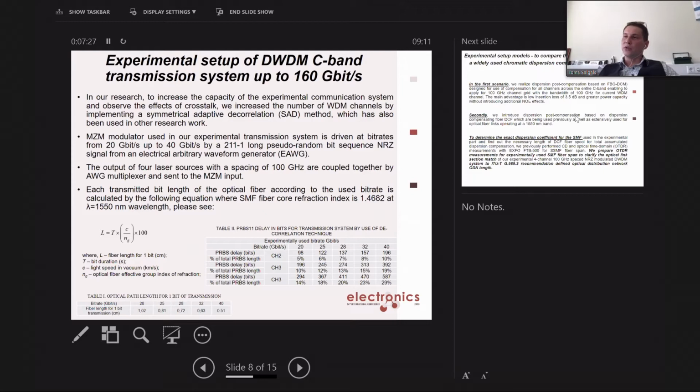there is no additional fiber used in the decorrelation module. That means 0 meters. For the second channel, there is 1 meter. For the third, 2, and for the fourth, 3, plus 1 meter longer each. And this makes the delay according to the bits, showing how we can make this system truly work in a real environment.